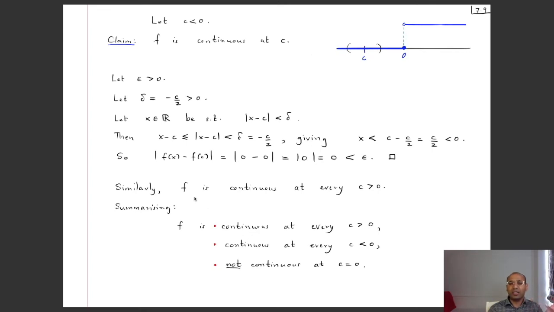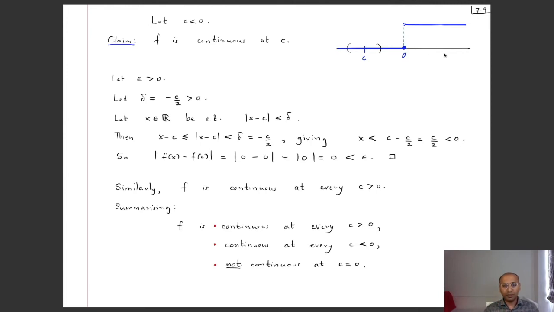And likewise, you can show by yourself that f is continuous at each positive c also. And indeed, here the value will always be 1. So as long as, again, when c is positive, you can take the delta equal to c by 2, which will be a positive number, and then you can check for yourself that the function is continuous at each of these positive points also.